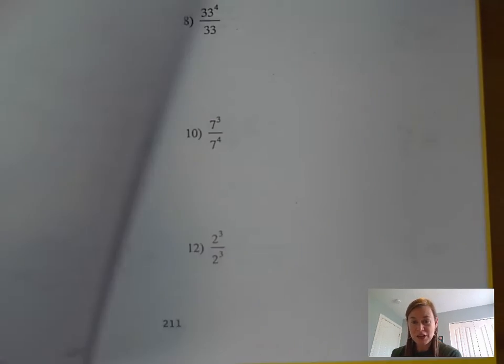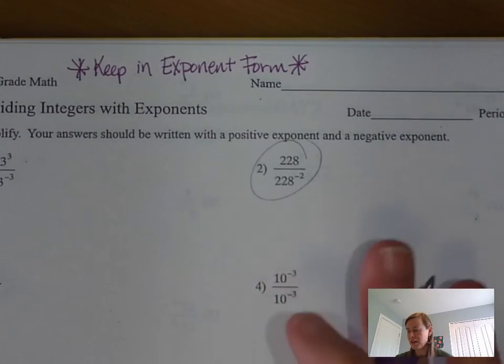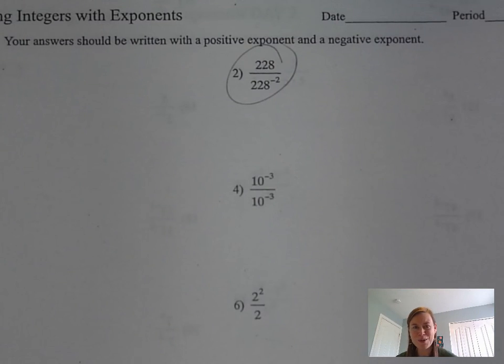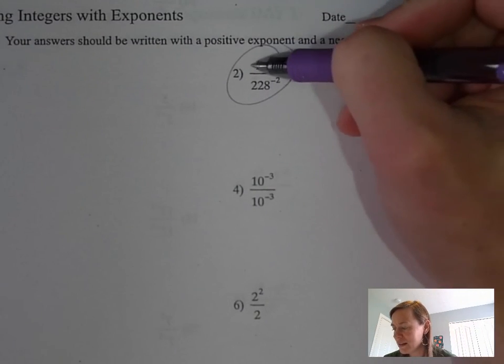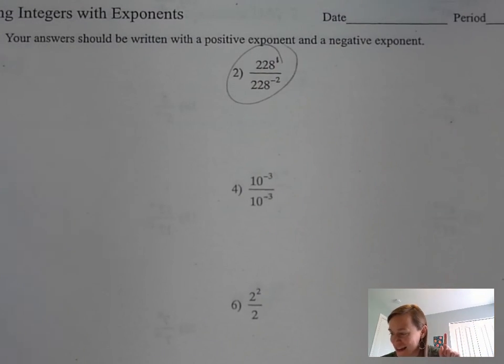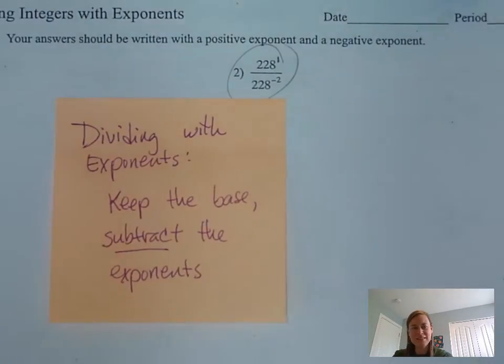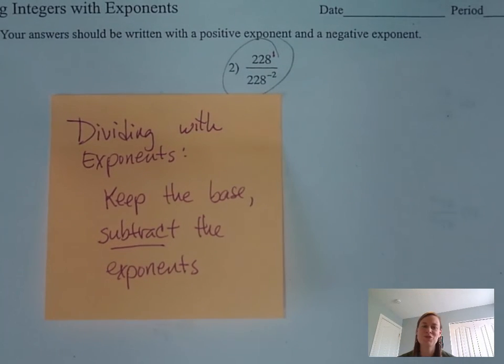Just like with your multiplication assignment, here you're going to be doing just the evens. This is your assignment page. I circled this one. I just wanted to make sure I remembered to tell you that when the base doesn't have an exponent on it, what should you put there? Yes, you should put a 1. And then you can use your exponent rules of subtracting. Oh, and I never gave you your rule. Here we go. When you're dividing with exponents, keep the base and subtract the exponents.